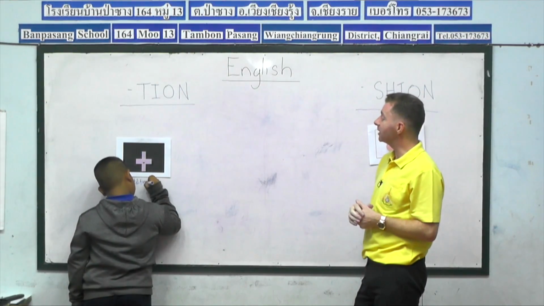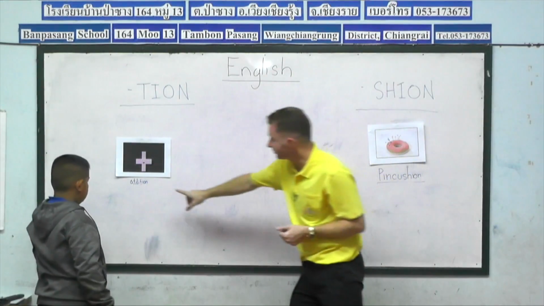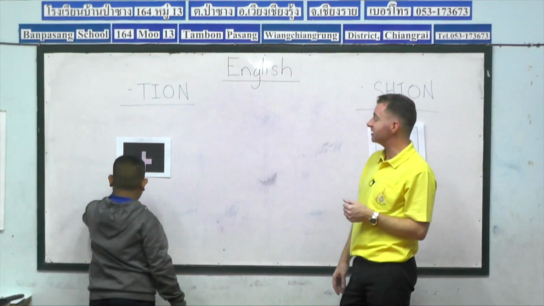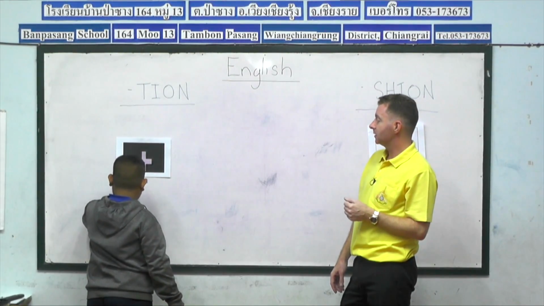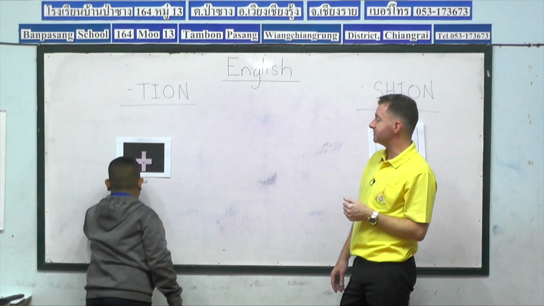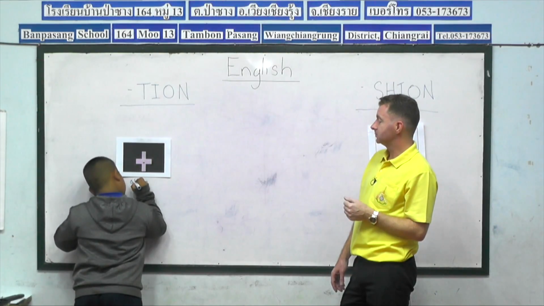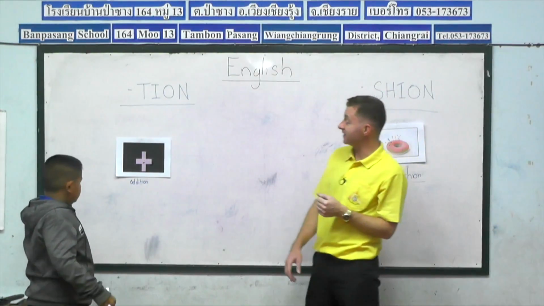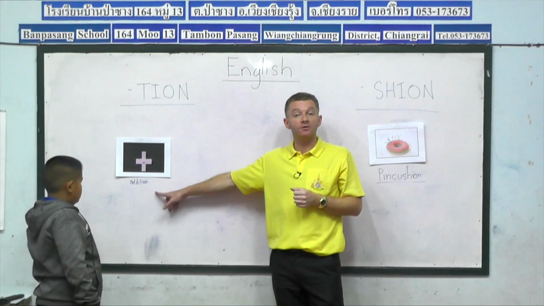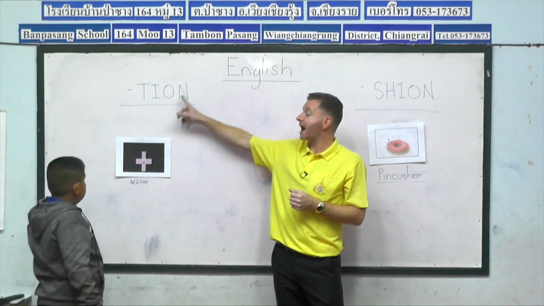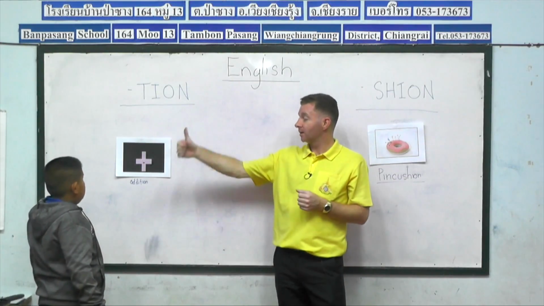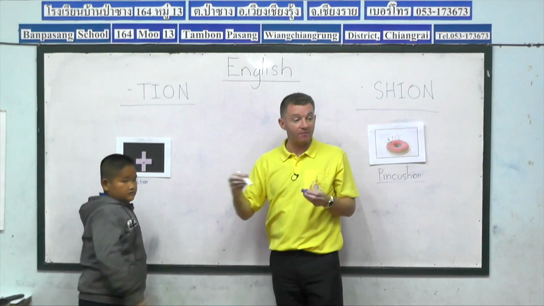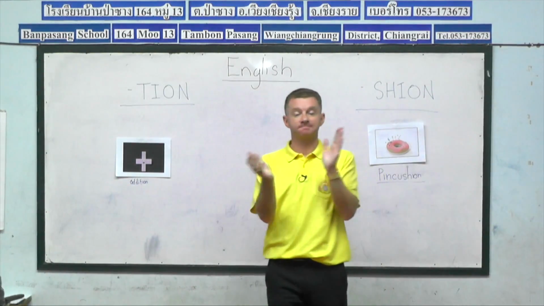A-D-D-I-T-I-O-N. Brilliant, Net. So the second A-D-D, not T, D, addition. A-D-D. Perfect, well done, Net. So we can say together, guys, addition, T-I-O-N. Net, that was brilliant. High five and a big round of applause for Net, please, guys.